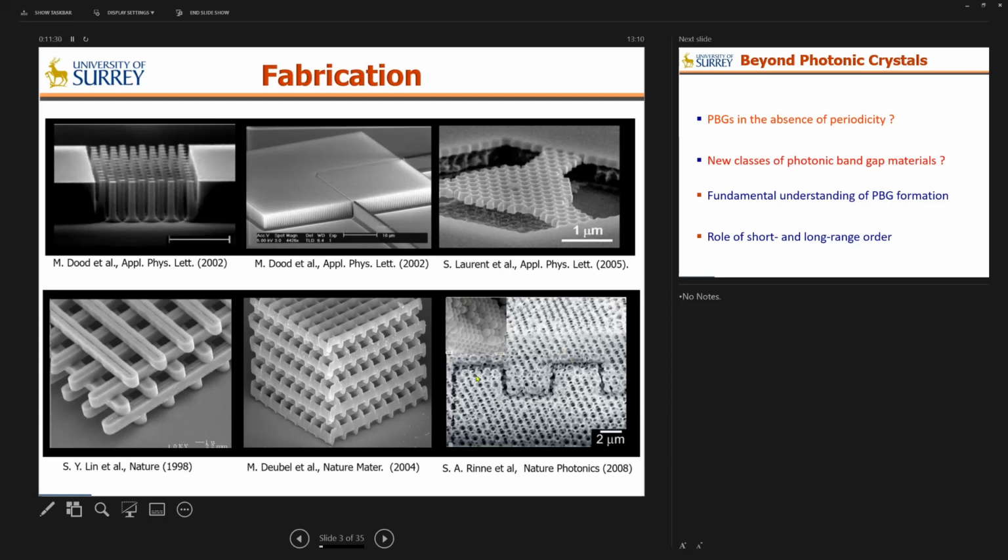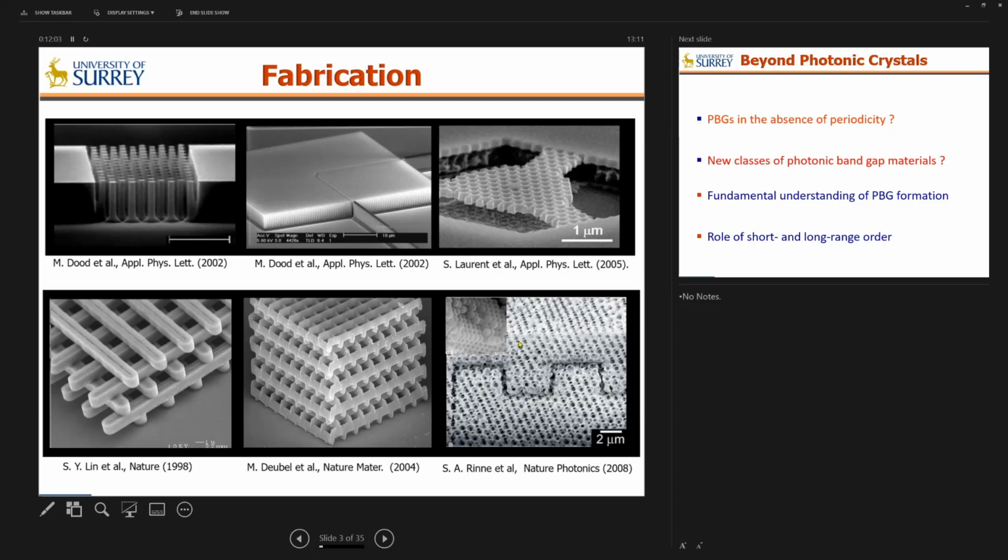And what we are left with is a structure shown here, which consists of air spheres, the spheres that have been etched out, in a dielectric background. We call this an inverted opal structure. The advantage here is that when we do the infiltration, we can infiltrate with a material with a higher index of refraction, and hence we obtain the required contrast between the index of refraction of the air and the index of refraction of this dielectric material, typically silicon.